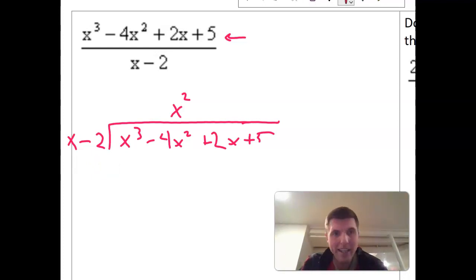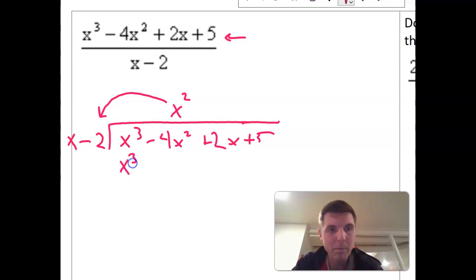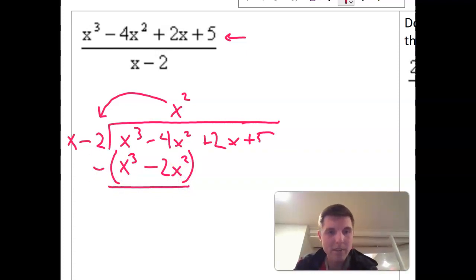And then we take this thing, just like your division, and we're going to multiply it by both of those two terms. So we'll say x squared times x, that's x cubed. X squared times negative 2 is negative 2x squared. And then just like your division algorithm, we subtract. So x cubed minus x cubed is 0. I'm not even going to write it. Negative 4 minus negative 2. The signs are tricky here, but really that's plus. So I get negative 2x squared.